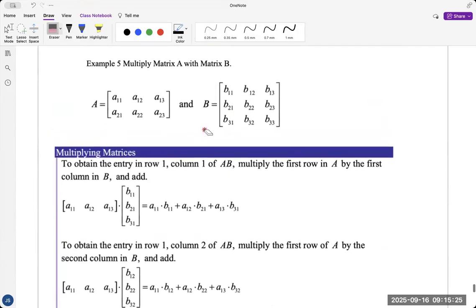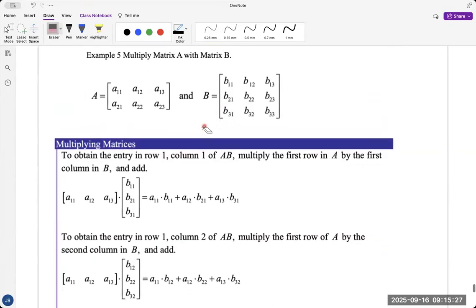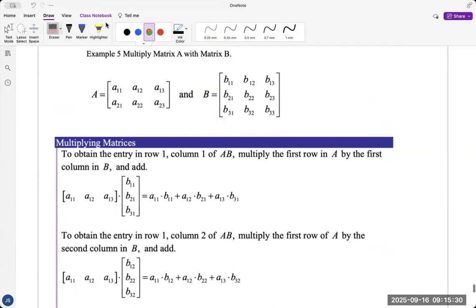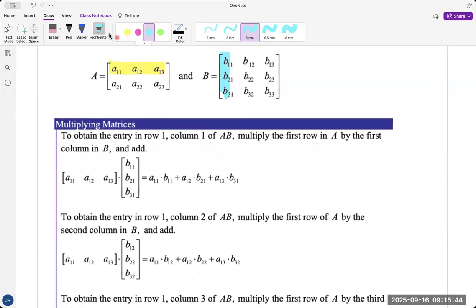But basically what we're going to be doing is we're going to take our row 1, and we're going to multiply that row 1 by the column 1. Then we're going to multiply that same row 1 by column 2. And then we're going to take that same row 1 by column 3. So it's kind of like the distributive property. You distribute that one row to all the columns.